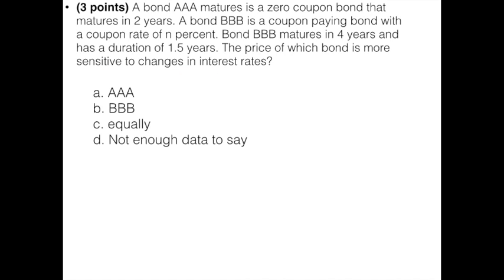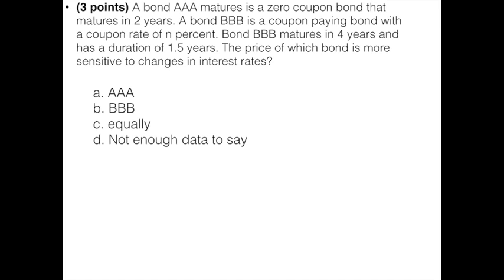Okay, we have 2 bonds, bond AAA and bond BBB. Bond AAA is a zero coupon bond and it matures in 2 years. Bond BBB is a coupon paying bond which has a coupon rate of N%. It matures in 4 years and has a duration of 1.5 years. The price of which of these 2 bonds is more sensitive to changes in interest rates?